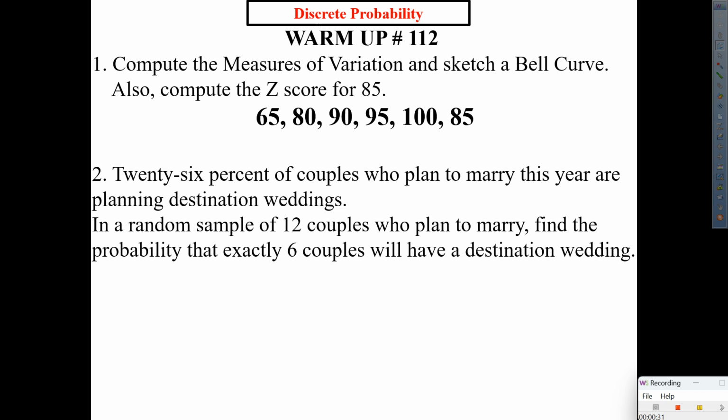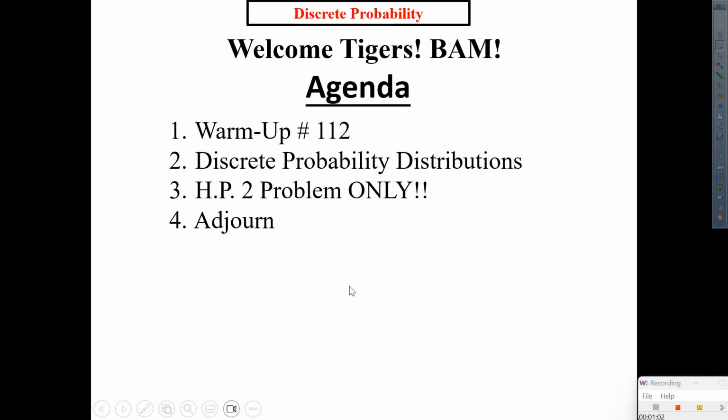All right. Good. With that said, copy the agenda, please. Warm-up 112 is done. Today we are going to complete the discrete probability distribution section. We're about to embark on the last section we'll cover for the school year, not today, though. Today we're going to finish discrete probability, and tonight's home play is only two problems.